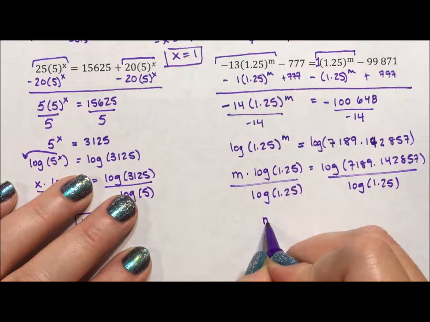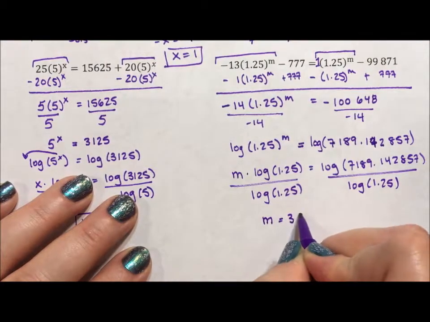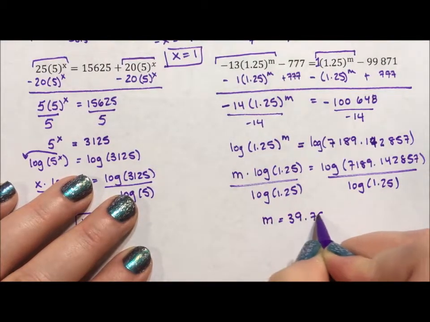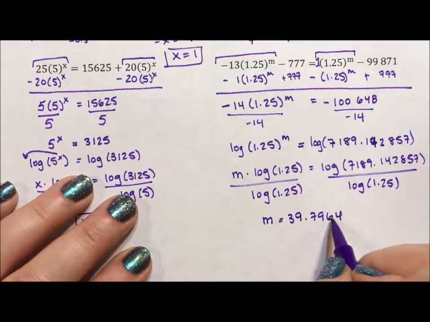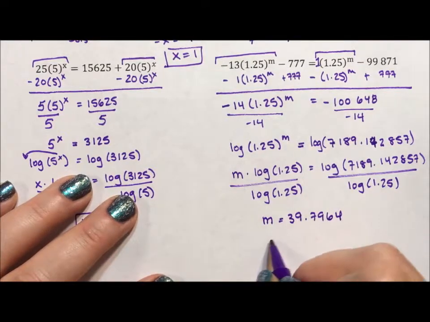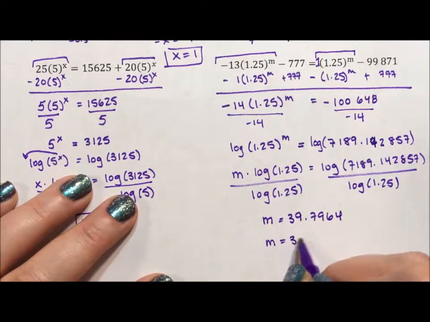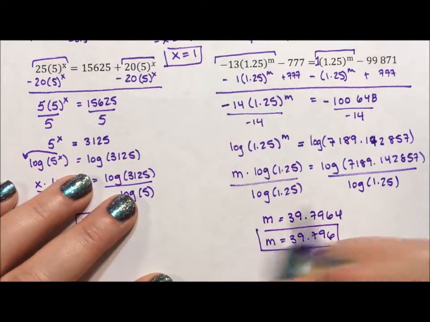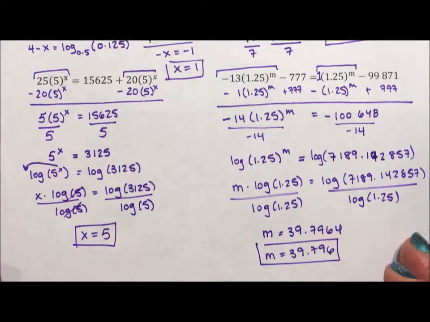And I get that m is equal to 39.7964. Rounding to 3 decimal places, the 4 leaves the 6 as a 6, so m is going to equal 39.796.